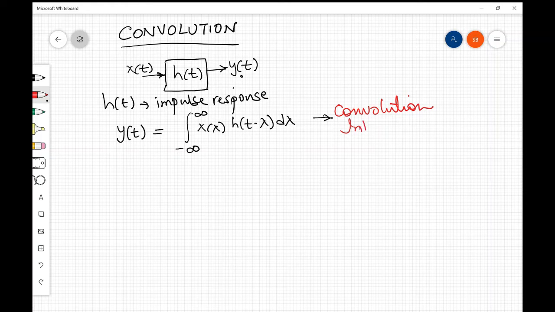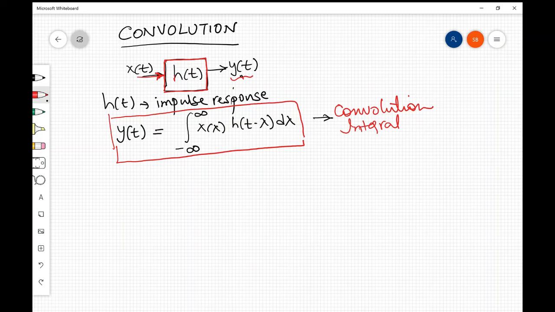This is a very important concept in communication and in control systems, because when we have a system that responds as h of t to an impulse function, then whatever input or excitation we have, it is possible to find the output by using this expression, which is a convolution integral.